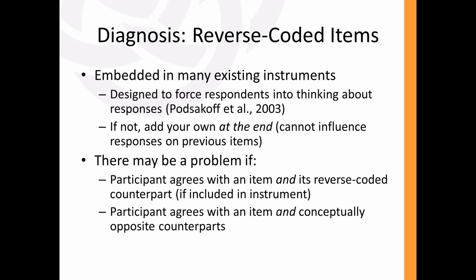And so how does the diagnosis work? You may have a problem if either participants agree with an item and its reverse-coded counterpart, or if participants agree with an item and conceptually opposite counterparts. So oftentimes what you'll also have in an existing instrument is items that are designed to tap into something that is opposite of another construct, and then you can look at those and compare them as well. So again, you can look at response set formation. If people are responding in ways that are contradictory, then you can start to think about what to do next.